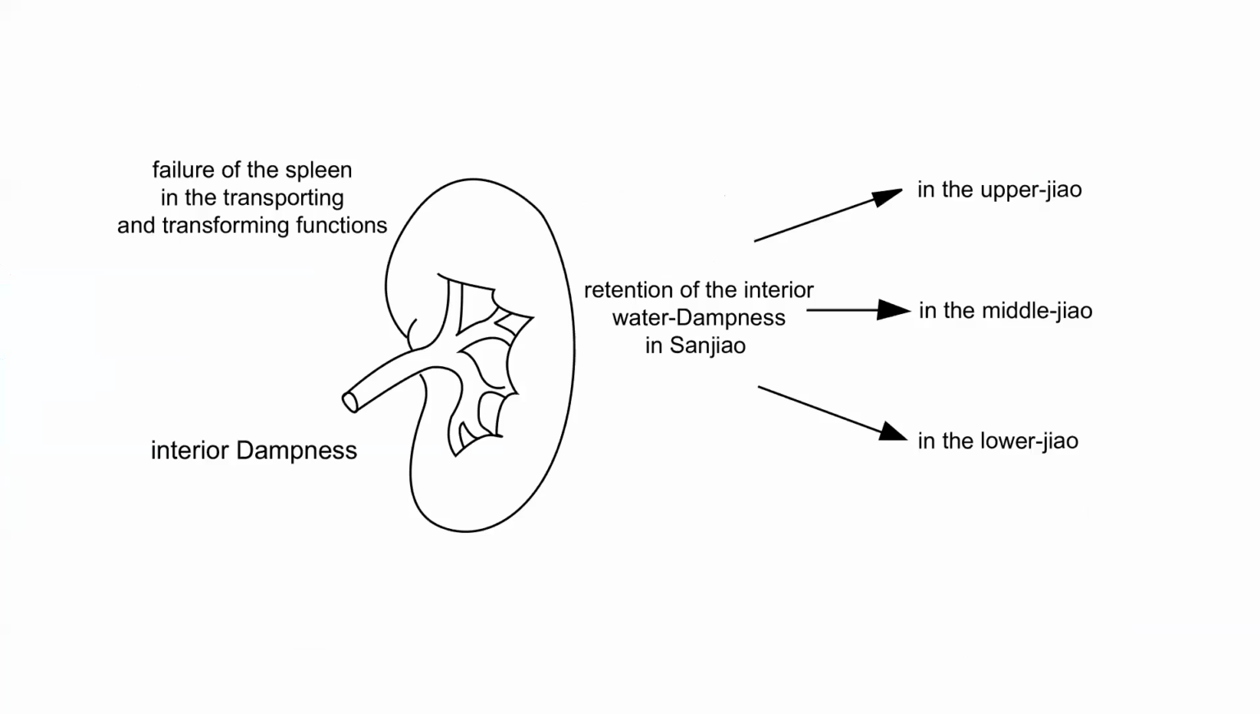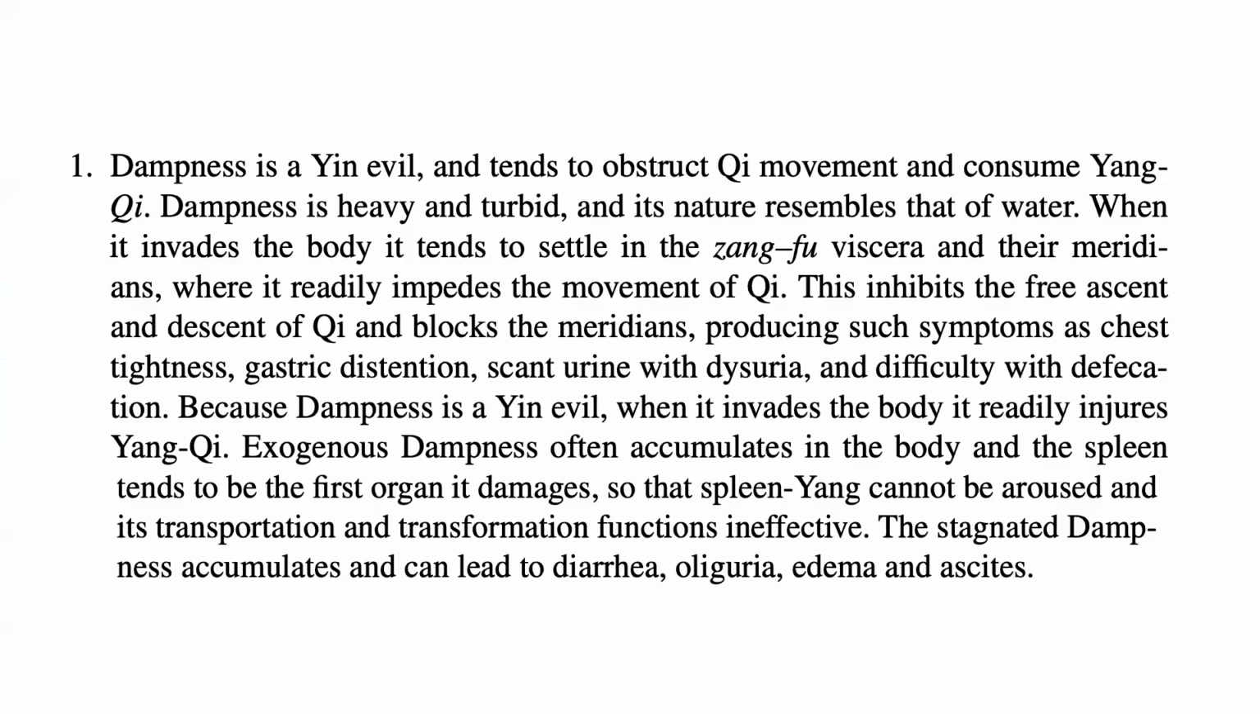And for internal dampness, this is the result of failure of the spleen in its transporting and transforming functions. So this is what we call interior dampness. With interior dampness, there is retention of interior water dampness in the upper jiao, middle jiao, and lower jiao. Dampness is a yin evil and tends to obstruct qi movement and consume yang qi. Dampness is heavy and turbid, and its nature resembles that of water.